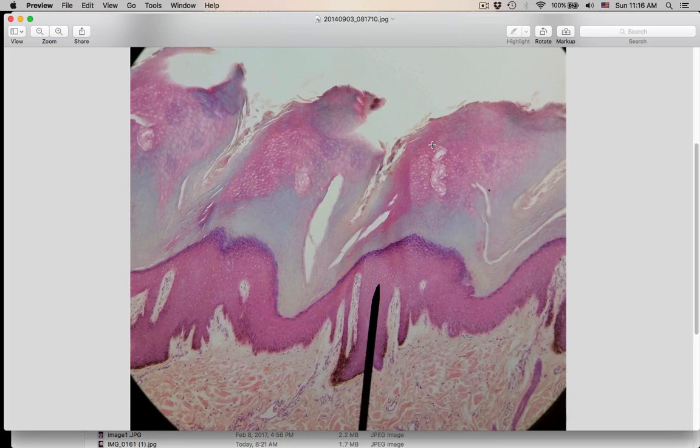So this is number 6. The regional name of this epithelial tissue when we're talking about skin is called what? So that's number 6.